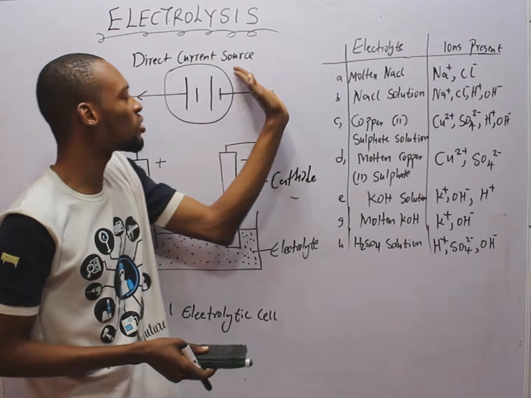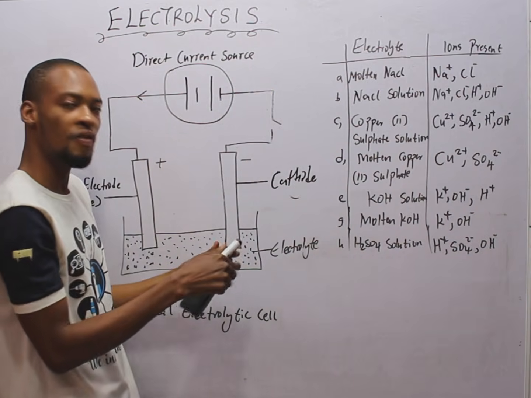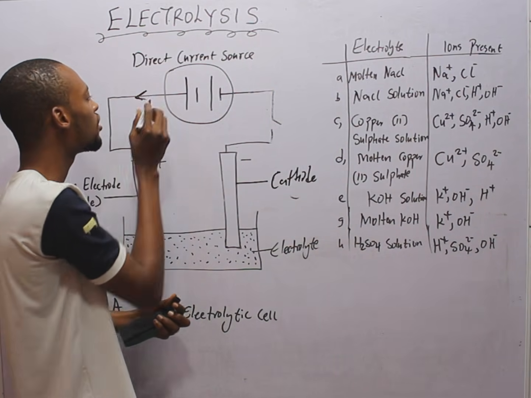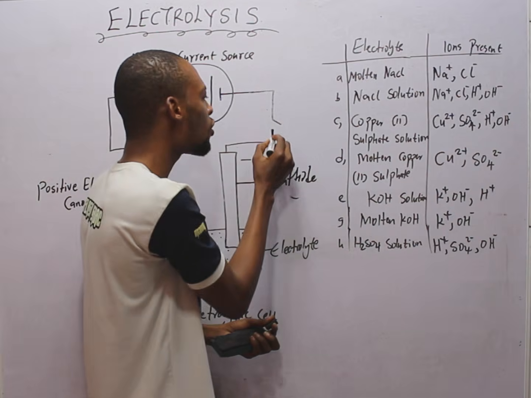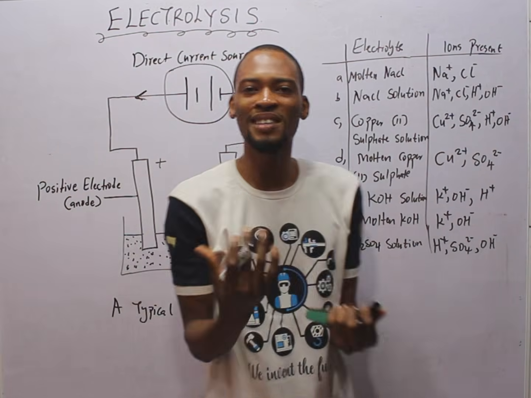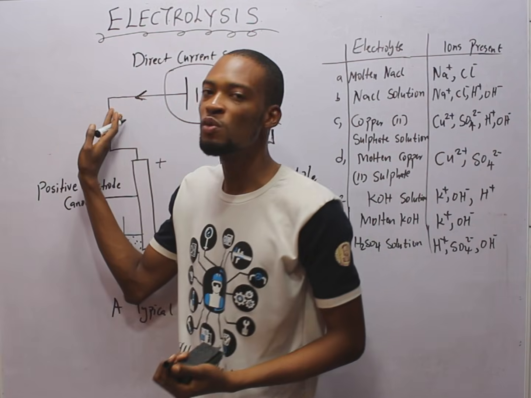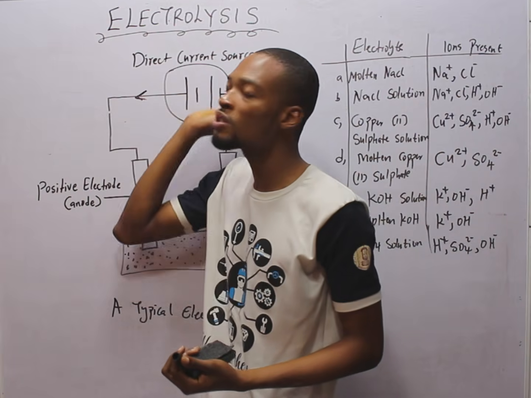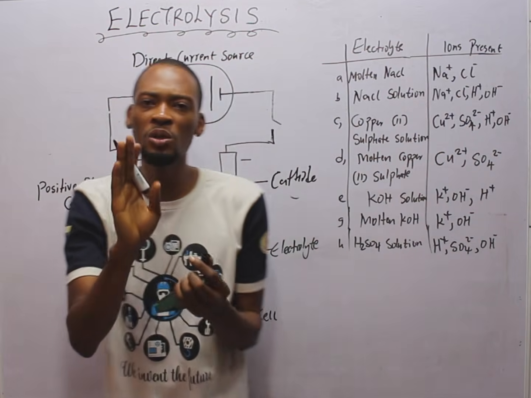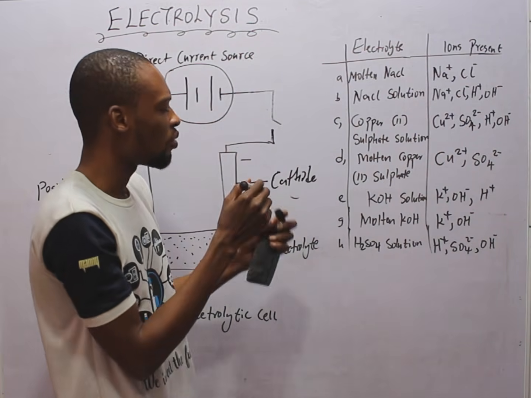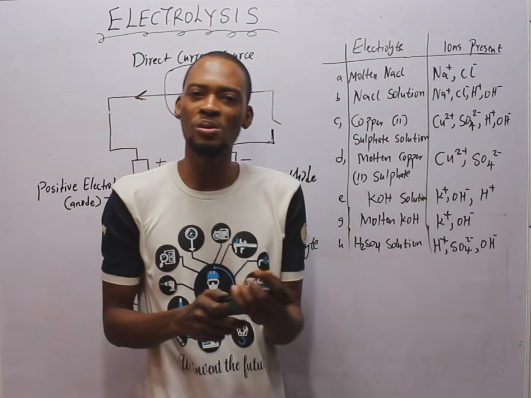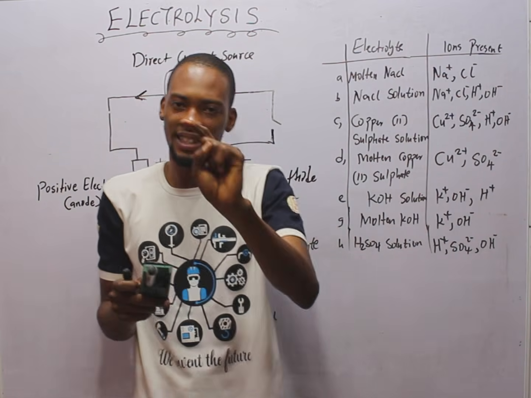When direct current is being passed, the current flows this way. Now, the direction of flow of current is opposite to that of electrons. So if current flows this way, electrons simply flow in the opposite direction to current. Take note of that. Now, what are the common electrolytes and the ions that are present?